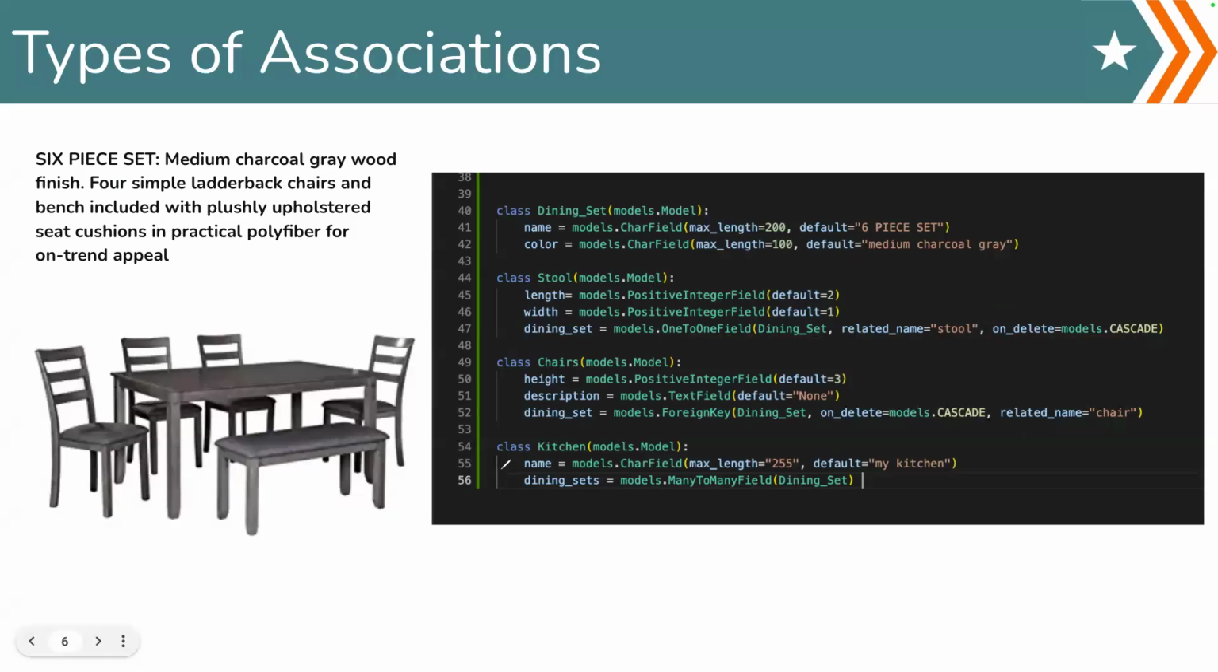All right, and then finally we have a kitchen, which many dining sets can belong to, and many kitchens can have many dining sets, right? And we can see that it's being managed here. There's no related name. We could add one if we wanted to, but the on_delete method is actually a lot more complicated to manage when you're working within this many-to-many field. We'll see how that works here shortly.